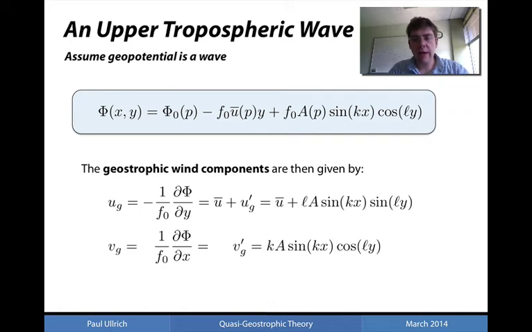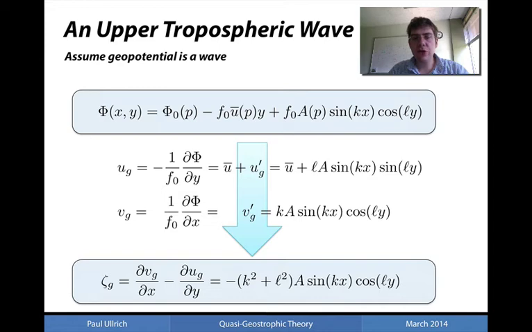In particular, note that increasing wave number corresponds to decreasing wavelength of the wave. We can then use the geopotential to compute the geostrophic wind components using the geostrophic wind relationship, and we observe that the geostrophic wind in the zonal direction looks like the mean zonal wind u bar plus a perturbation L times A times sine kx times sine Ly. The meridional wind, on the other hand, looks like k times A times sine kx times cos Ly. Here the meridional wind is roughly 0 in the background.